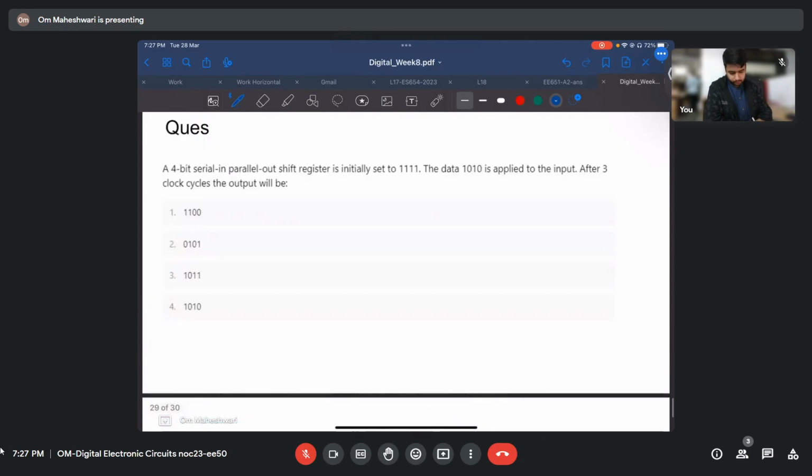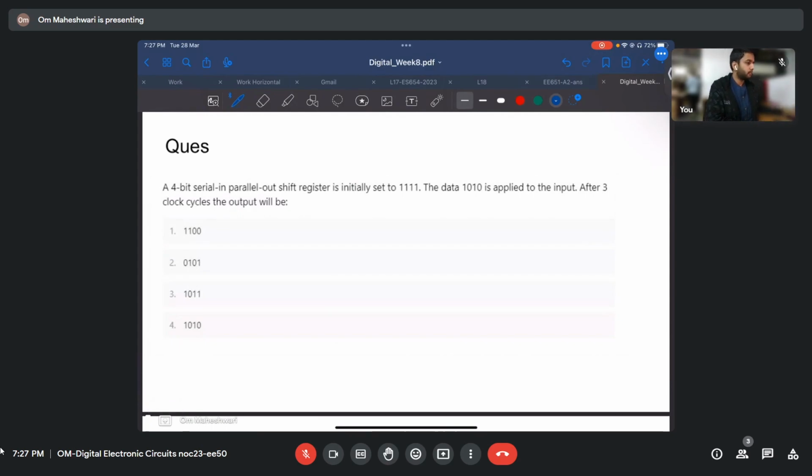Another question. Similar question, initially it is set to 1111 and the data is 1010. After 3 clock cycles, what will be the output?